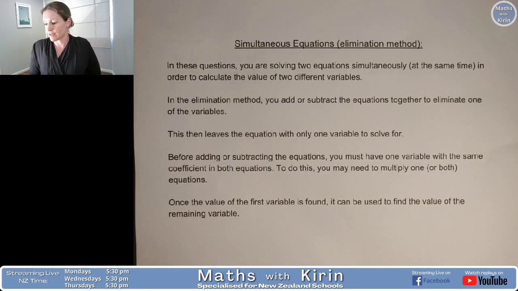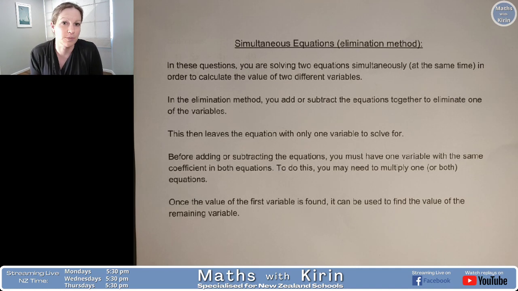So, simultaneous equations. Using the elimination method, we're going to add or subtract the equations. And we're going to do that to deliberately eliminate one of those 2 variables. Okay, so instead of substituting in, we're adding or subtracting equations. So before we add or subtract, the one thing we need to make sure that we have is the same coefficient for one of the variables in both of those equations.